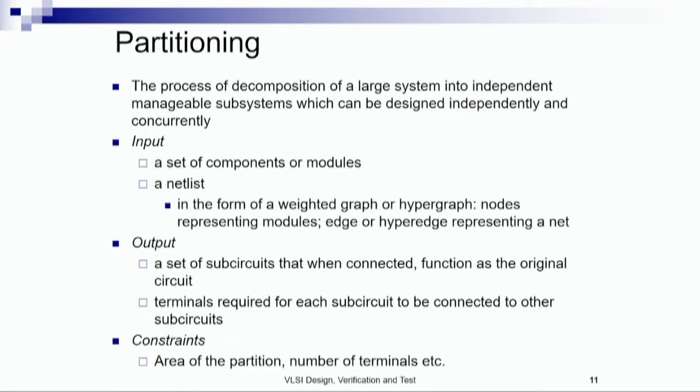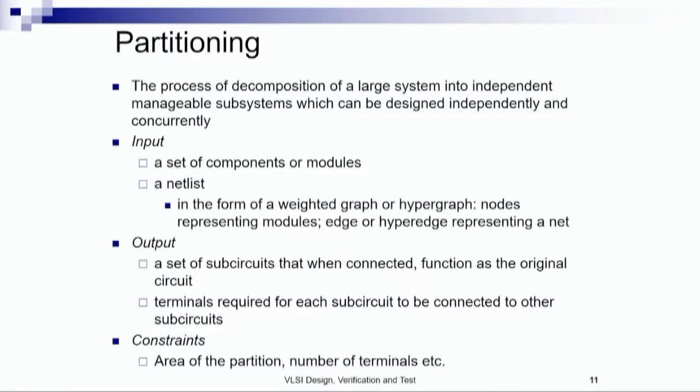And what is the output? The output is a set of sub-circuits that when connected function as the original circuit. So after partitioning, the function must be preserved. The function that was performed by the original circuit design should be preserved even after partitioning. The terminals required for each sub-circuit to be connected to other sub-circuits also need to be defined. So now when we have partitioned and defined the blocks, we know how many wires will cross the boundary of the partition and will go to blocks in other partitions.